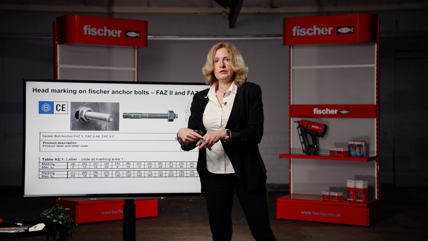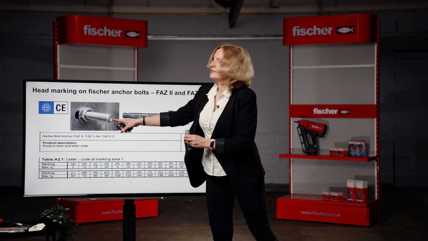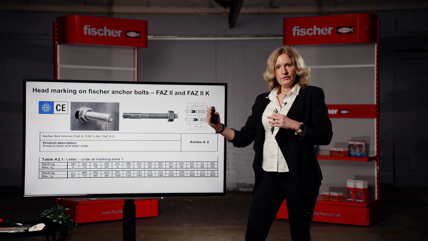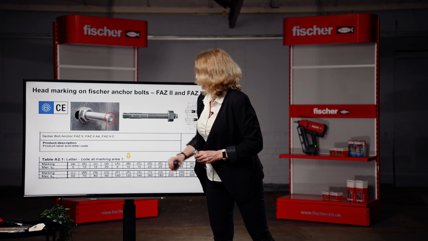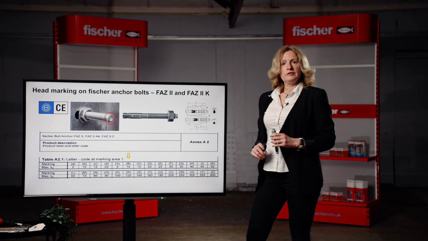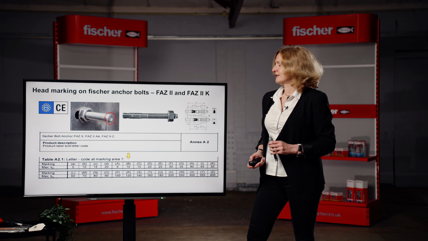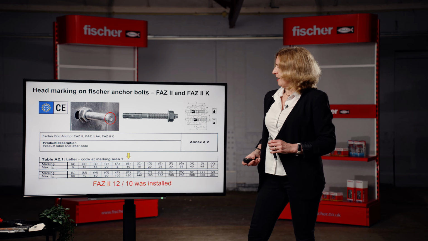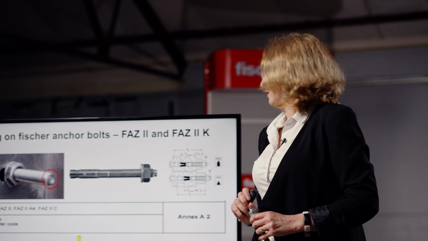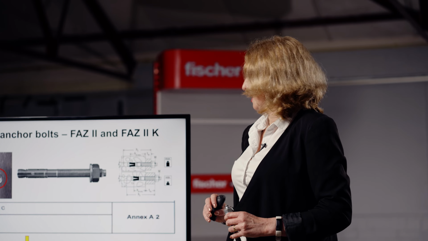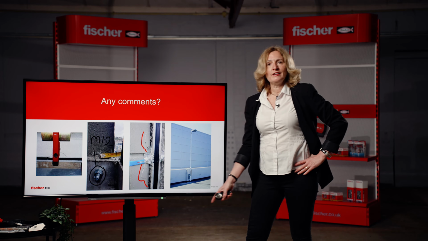the fixing, refer to the head marking. We have different letters for different fixing lengths. So if you check your head marking, in this case, it's capital B in a bracket, that will tell us very clearly when you look in the ETA, European Technical Assessment, you will be able to define, in this case, what was installed was FAZ 212/10. You can see damage to the substrate.